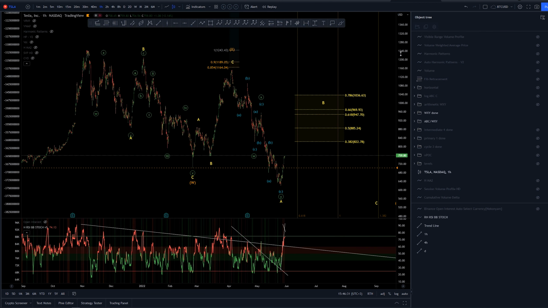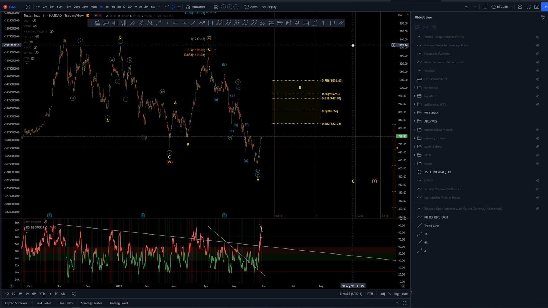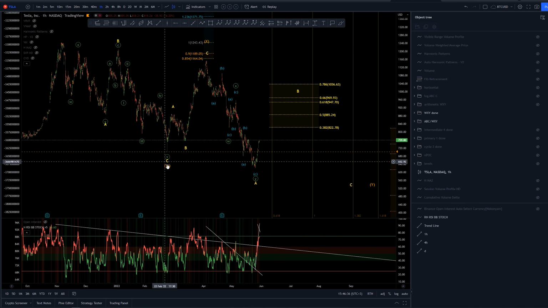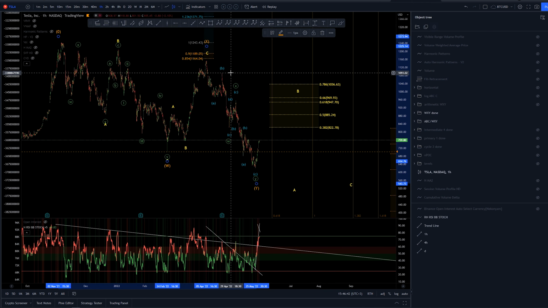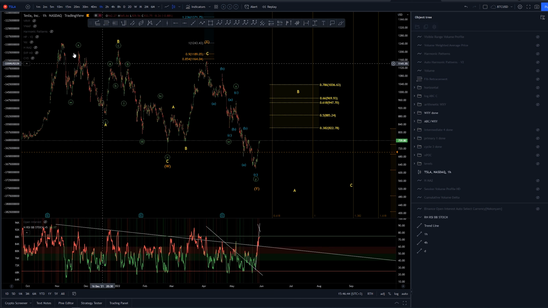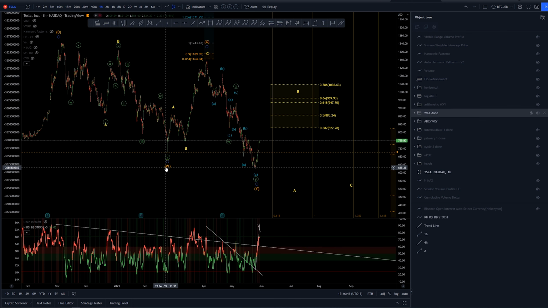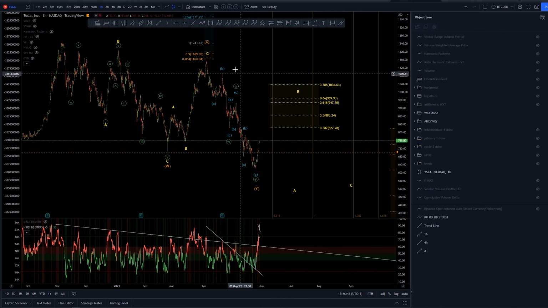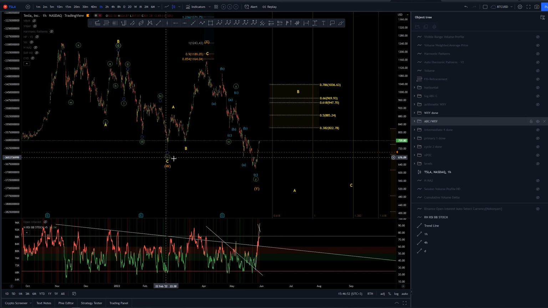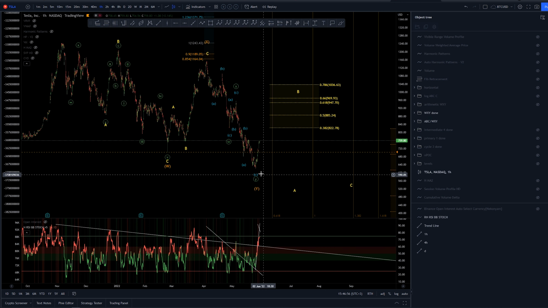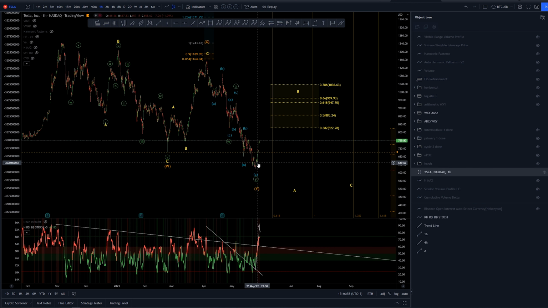Let's show you this count first. This is a possibility where we have actually completed the whole structure here. So these are on wrong degrees at the moment, but don't mind that. So this could be saying that we have W, X, and Y. The purpose of wave Y is to create another low, which we have already done here. Our previous low for the W was here, and we did create a new low here. So we check that box.